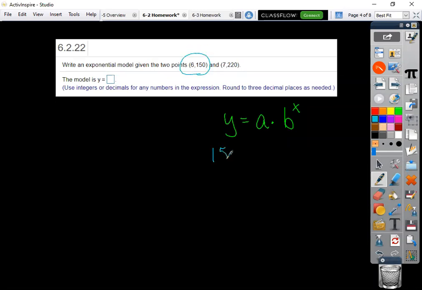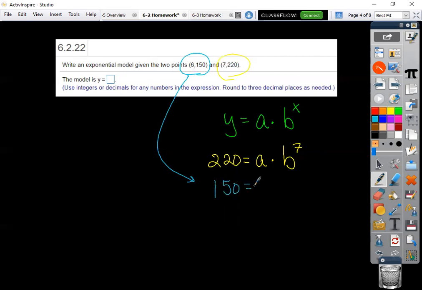A lot of times I like to use the one with the larger x on top first. So let's go with this 7, 220 point first. 220 equals, we don't know our starting number, we don't know our multiplier, and we to the power of this 220 goes with the 7. And then for the other point, the smaller x, 150 for the y equals starting number times multiplier, and the x that goes with 150 is a 6.